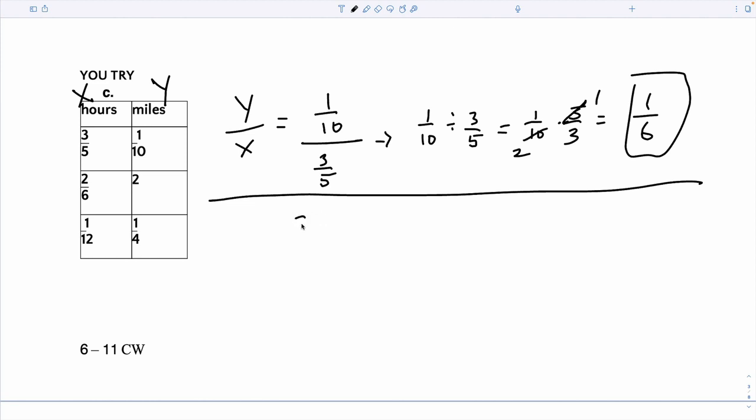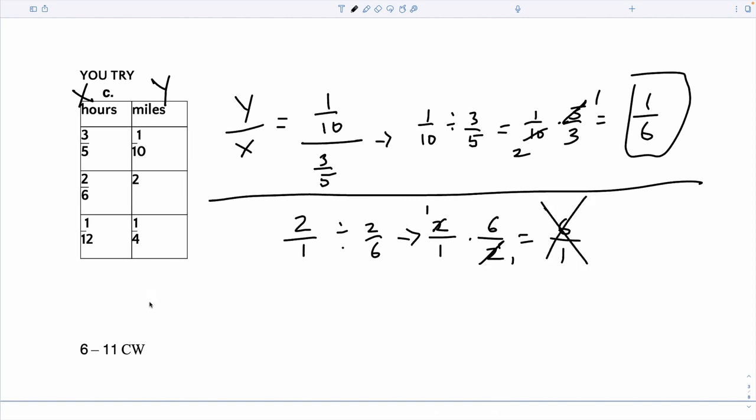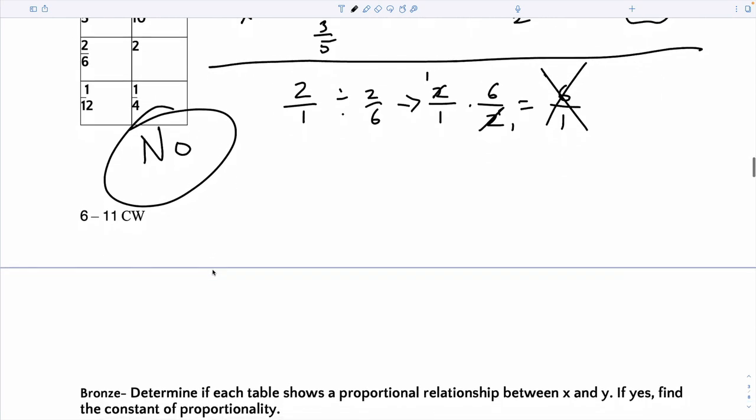Aiden, 2 divided by 2 over 6 is what? Flip back to this if you're past me. Keep, flip, change. Write that on your paper. What did you get, Aiden? 6/1, is that equal to 1/6? No. So these don't match. You have to say the answer is no. You don't have a constant because they're not proportional.